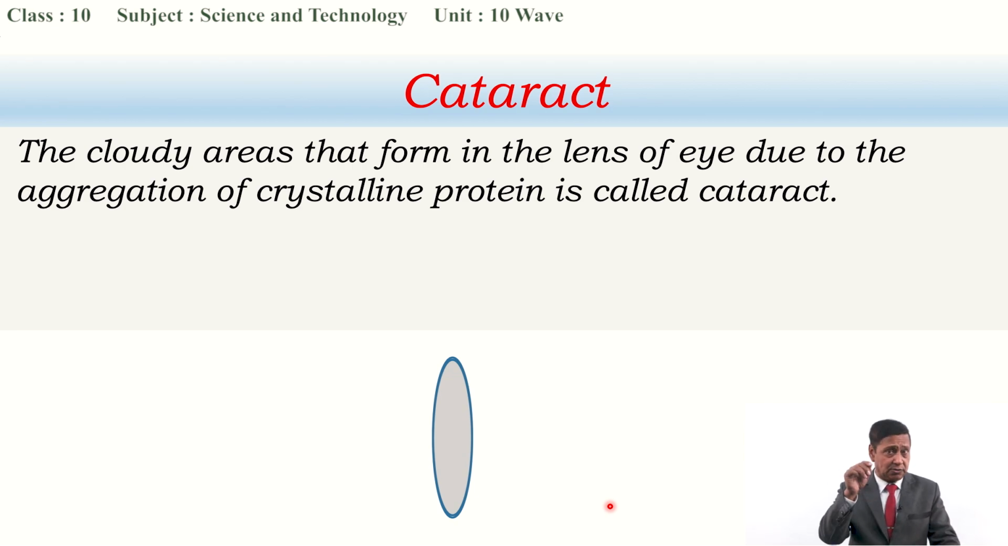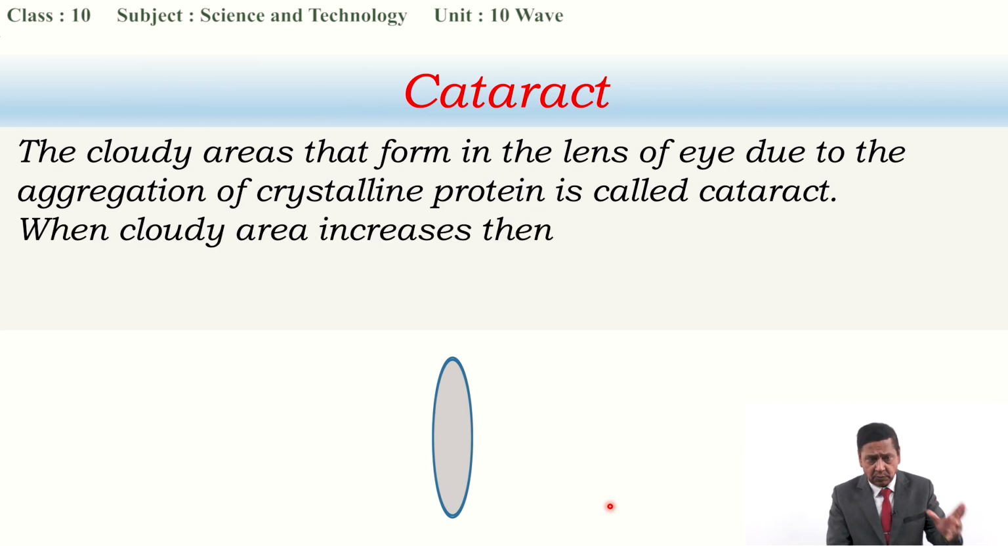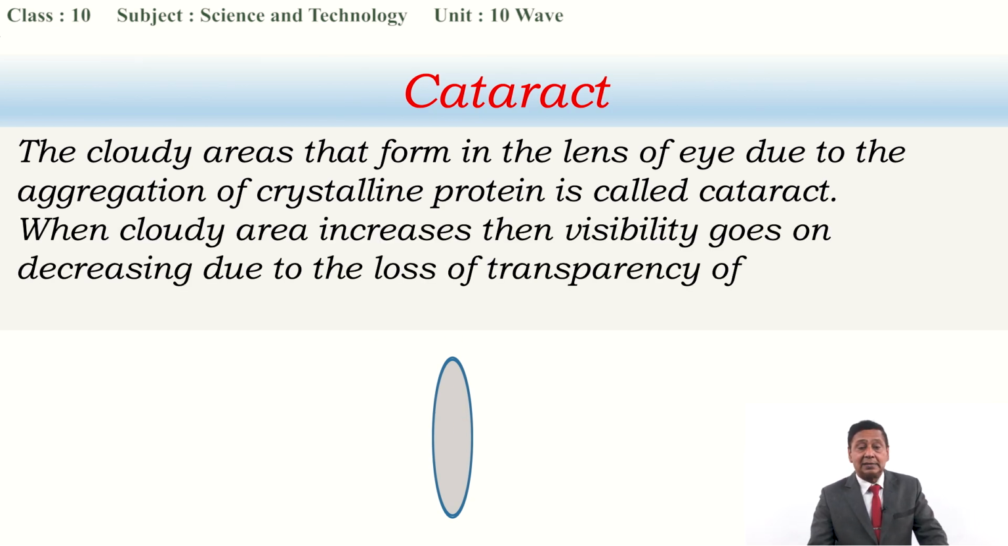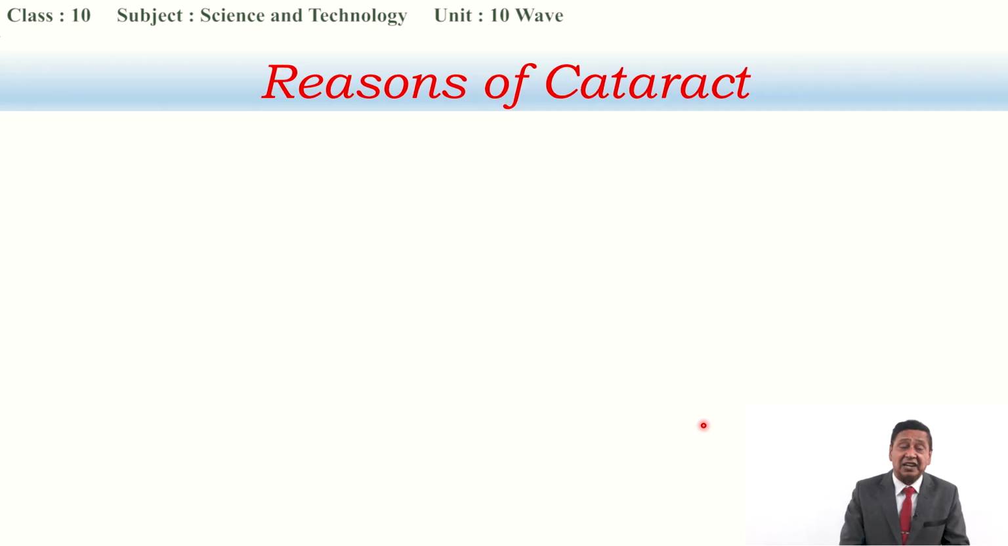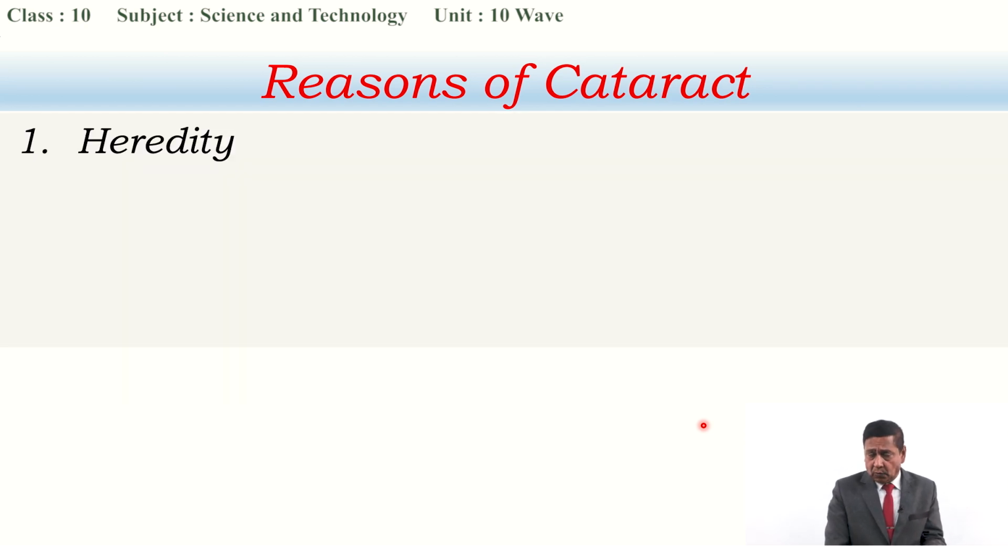This is related to what? The convex lens of the eye. We can say it this way: when the cloudy area increases, visibility goes on decreasing due to the loss of transparency of the lens, and lastly the patient becomes blind. This is cataract. Now, let's talk about the reasons why cataract occurs in old age and why it occurs in different people. One of the major reasons is heredity.